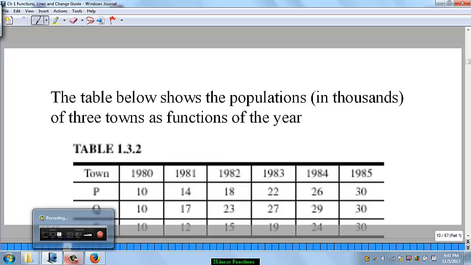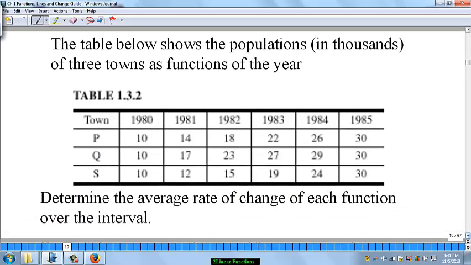So I've got these three towns here. I have town P, Q, and S. And if you'll notice, it starts in 1980, and every year, which is very consistent, all the way to 1985, I have the town populations. So if you were to look at it, they all start at 10, because this is all in thousands. I said, oh, okay, this town is at 10,000. And then they do all these changes, and they all end up at 30. But what's different is how they change.